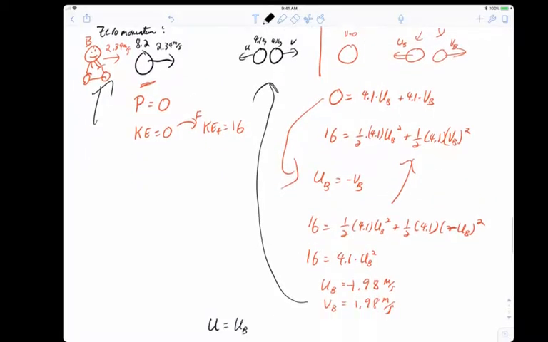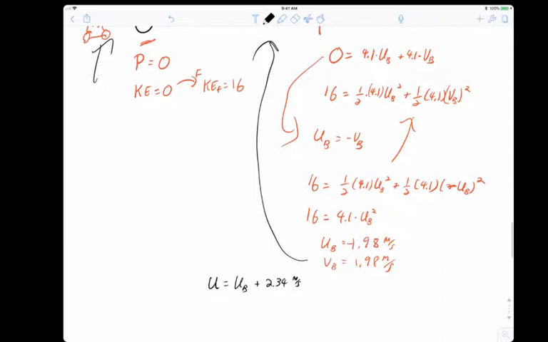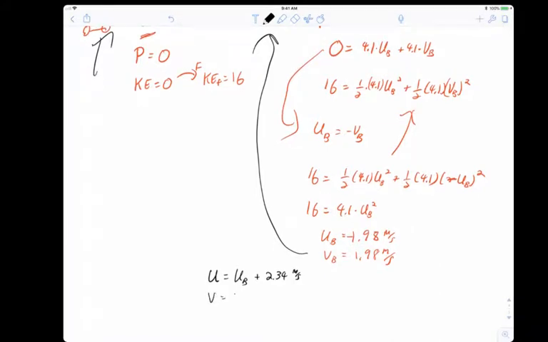The original one's moving at plus 2.3 meters per second. So this one becomes 2.34 minus 1.98, 0.36, and the other one becomes 2.34 plus 1.98, 4.32.